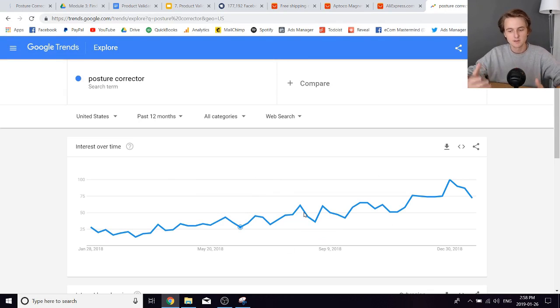And you can kind of think of this like a stock chart, right? Like, when do you want to enter? Do you think it's going to keep going up? If you think a stock's not going to keep going up, you don't want to buy that stock. And so it's the same thing with a product. You don't want to enter and create a store for a product that you think is going to start declining in popularity and in trend. And so trend is also very important.